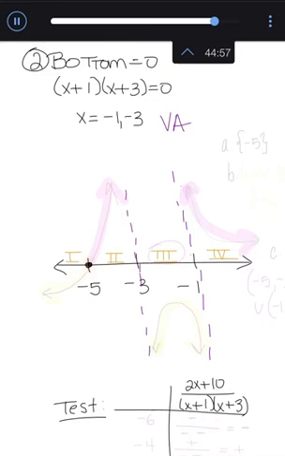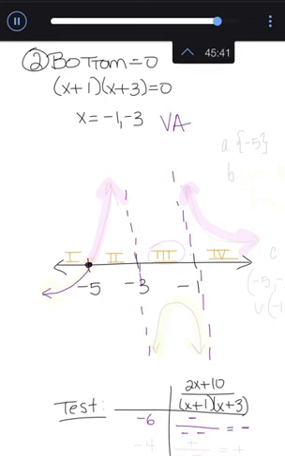So the first thing you'd want to do is test something from the first region, which means something smaller than negative 5. Test, let's say, negative 6. Plug it into your equation, the 2x plus 10 over x plus 1 times x plus 3. And again, you're just looking to see if you get a positive out or a negative out. Well, if you plug in a negative 6, you get a negative on top and you get 2 negatives on the bottom. Well, the 3 negatives will still end up giving you a negative answer, which means that first region will be below the x-axis, be negative.